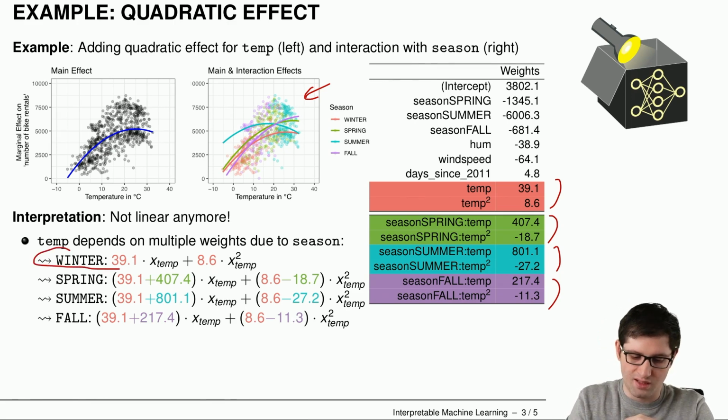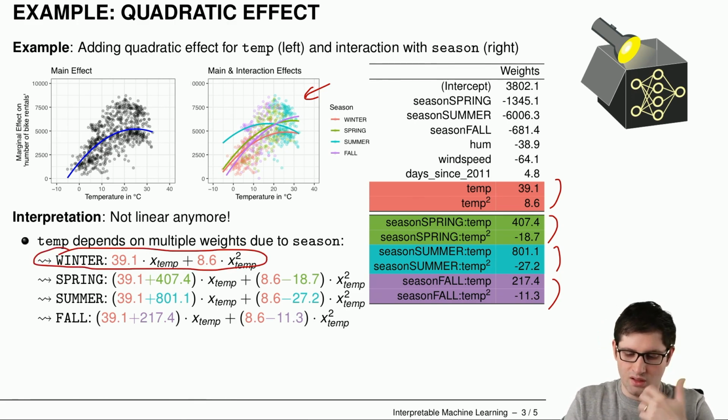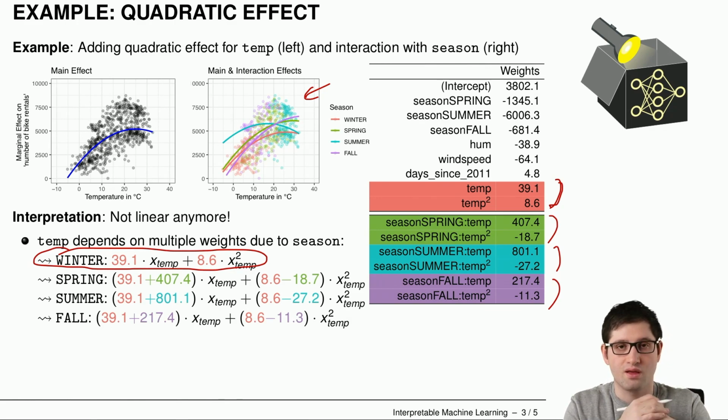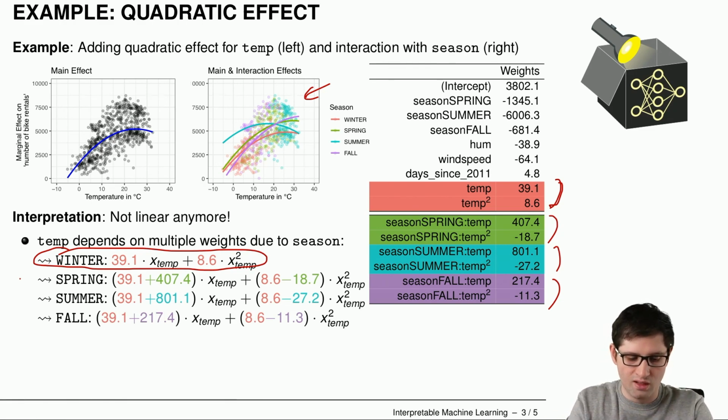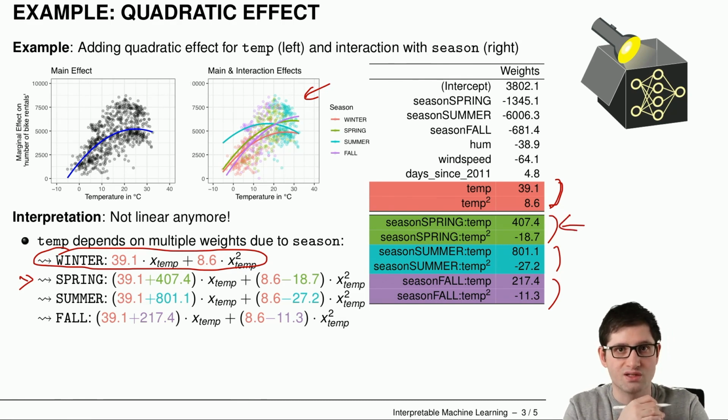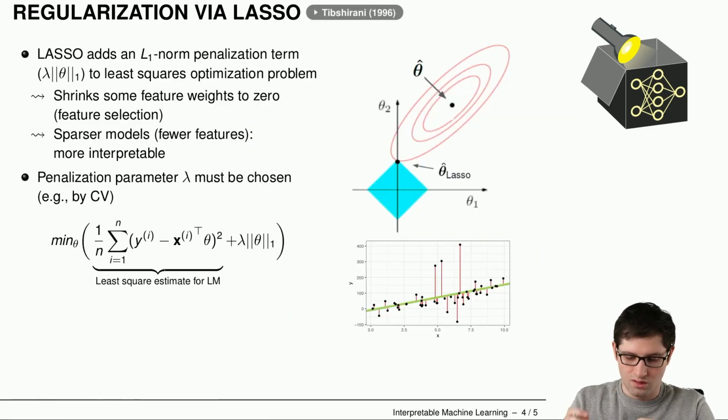Since winter is again the reference category, we can only look at the coefficients of the temperature and the squared temperature feature. And if we move from winter to another season like spring, we need to take into account the corresponding interactions of the temperature feature and the season category that we are considering.